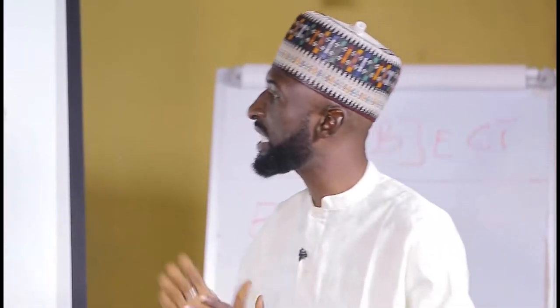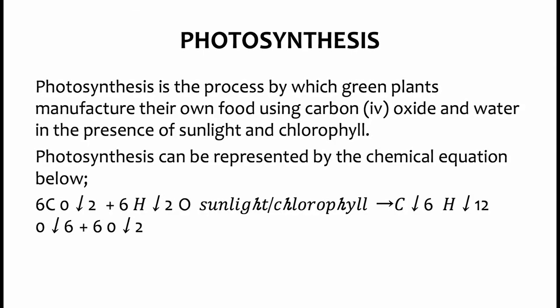Now, we can represent this photosynthesis using a chemical equation. When we say chemical equation, we are referring to an equation like this. Some of you that offer chemistry will understand what I am saying. You can see from the equation, on the left-hand side we have the reactants, and on the right-hand side we have the products. When the reactants react, they produce the product, and that is how food is produced in plants.